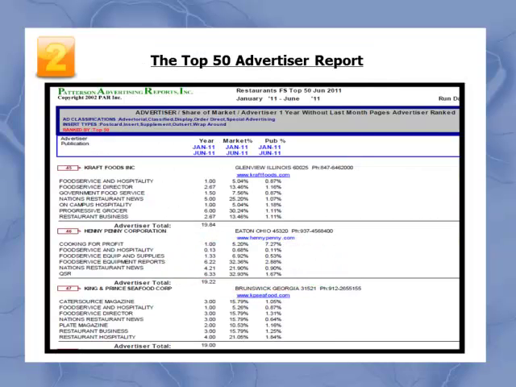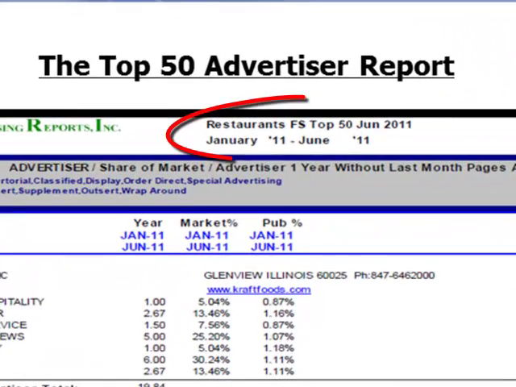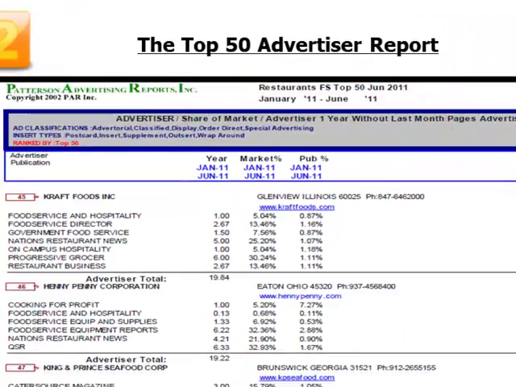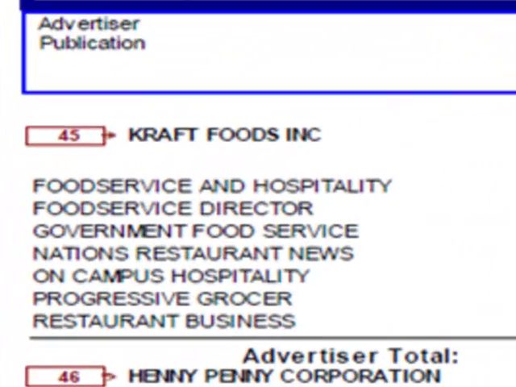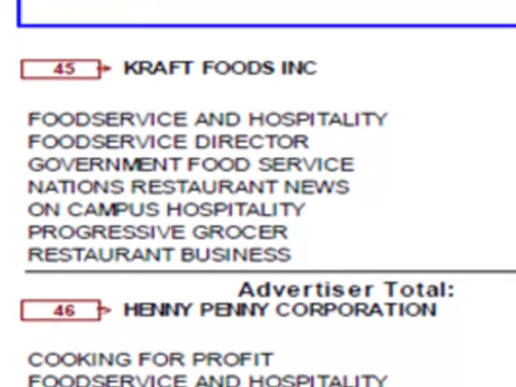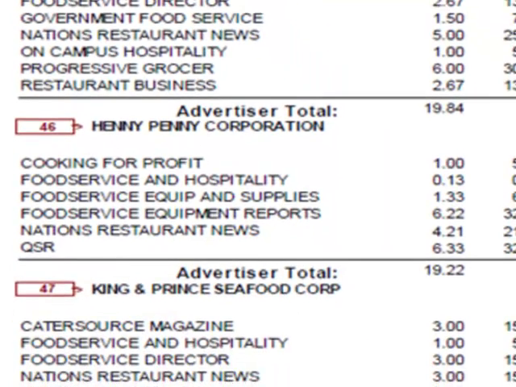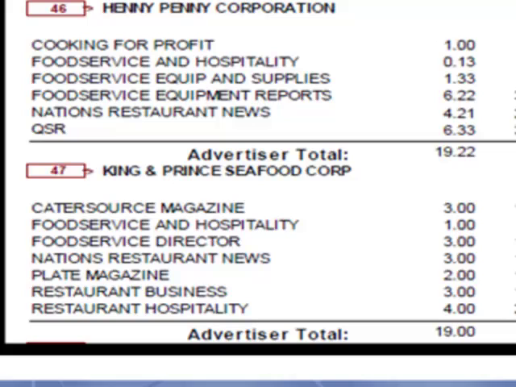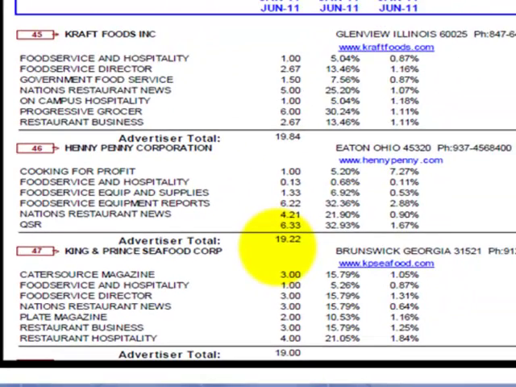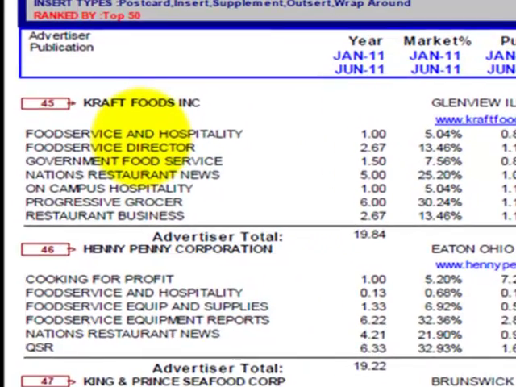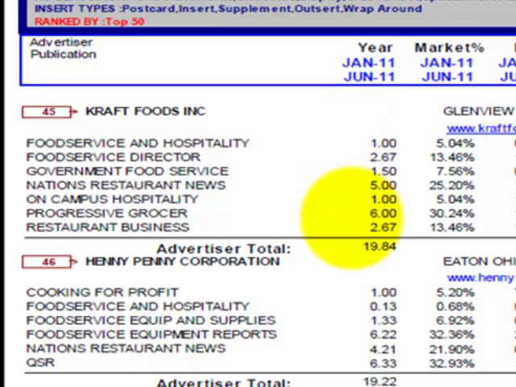Let's look at the top 50 advertisers. Here, it's coming from the restaurant market. We're seeing on this report, Kraft Foods is ranking number 45 for the first half of 2011. Henny Penny is number 46, and King Prince is number 47, based on their total ad pages for the first 6 months of 2011. Now you can really drill in and see what their media schedule is and the total ad pages that they've run by publication.